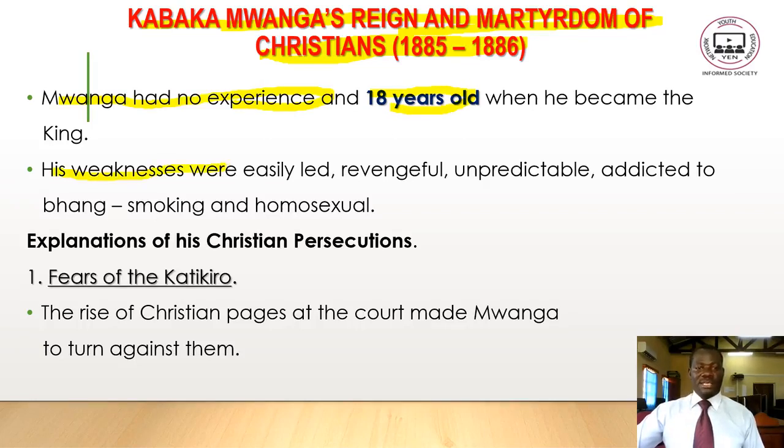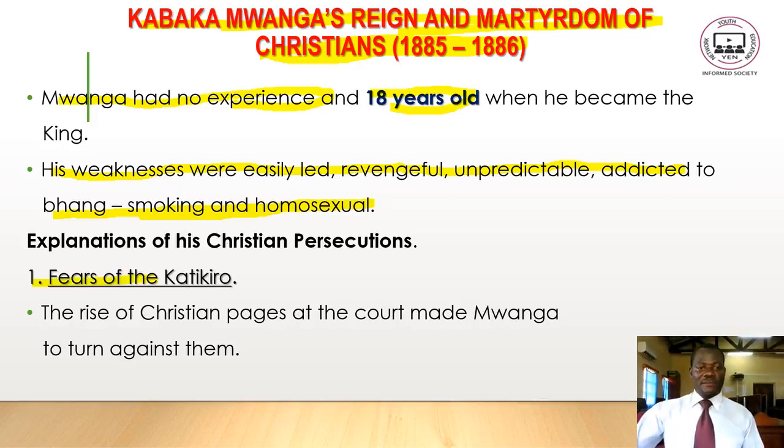His weaknesses were that he was easily led, revengeful, and unpredictable, addicted to bhang, that is smoking, and homosexual. He was a very weak leader in a number of aspects. As such, he started to kill or persecute the Christians. So what justification did he give? What explanation did he give to say that Christians had to be killed?